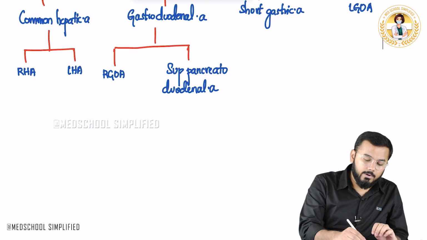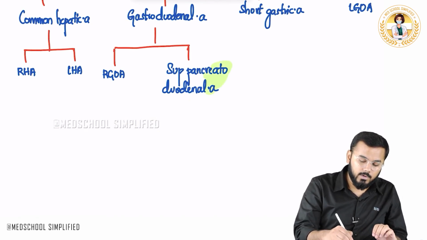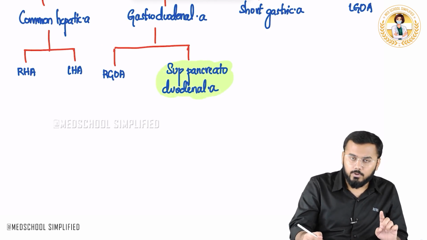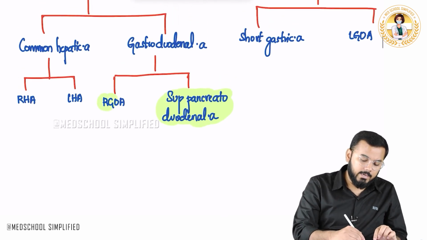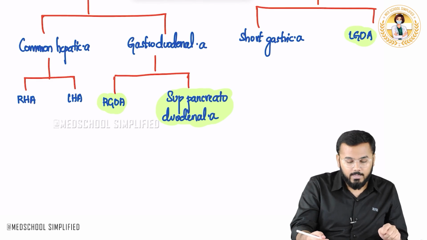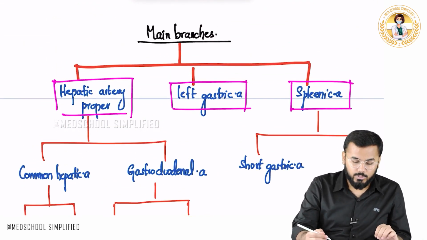And superior pancreato-duodenal artery, don't be confused here, anastomoses with what? It anastomoses with the inferior pancreato-duodenal artery. Next, the right gastro-omental artery anastomoses with what? It anastomoses with the left gastro-omental artery. So these are the overall branches of the celiac trunk which you need to know.